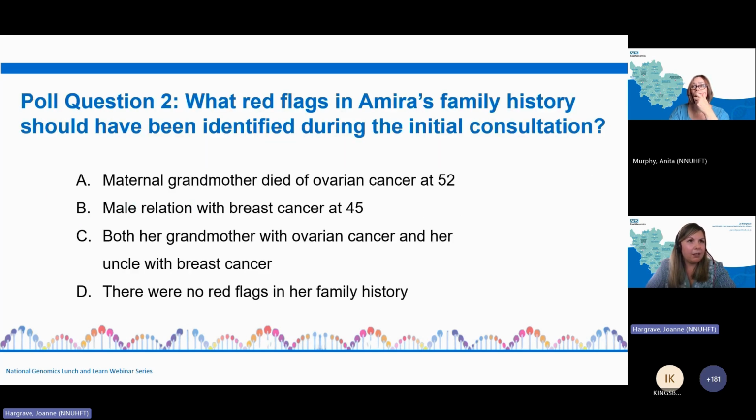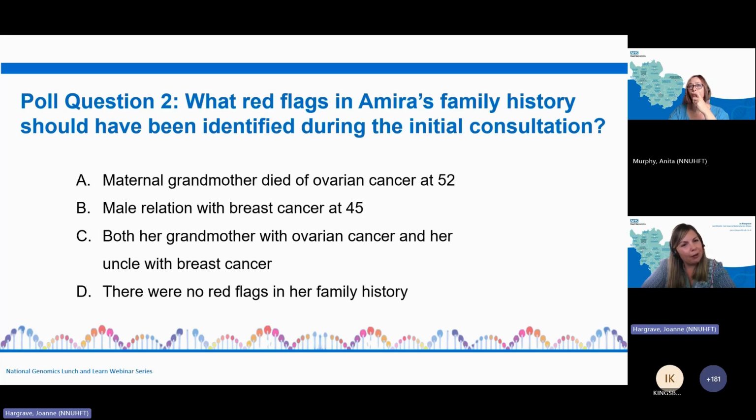So we're just going to ask about the next poll. What red flags in Amira's family history should have been identified during that initial consultation? Or what would have prompted you to think about maybe a further investigation into that family history?